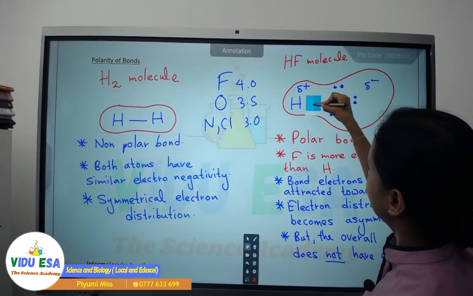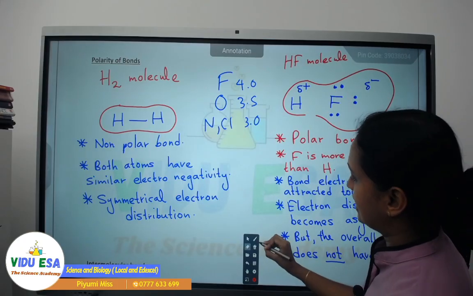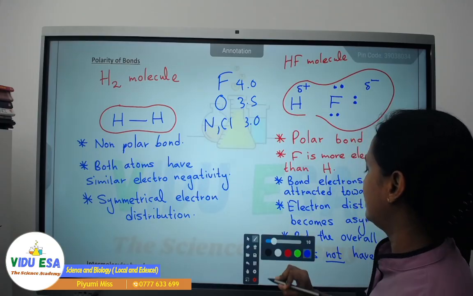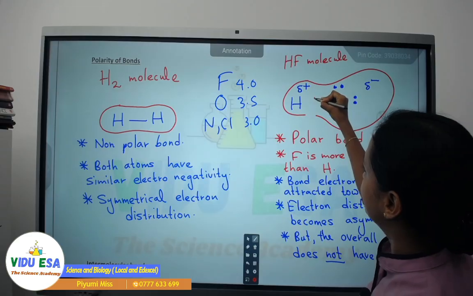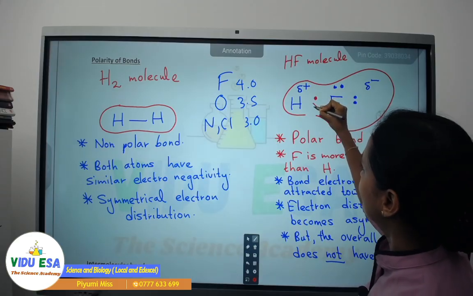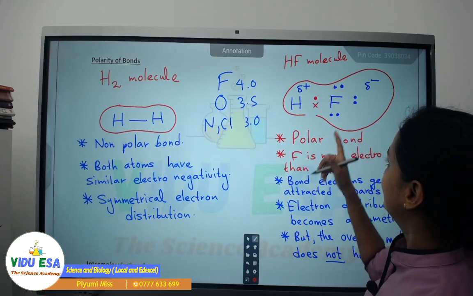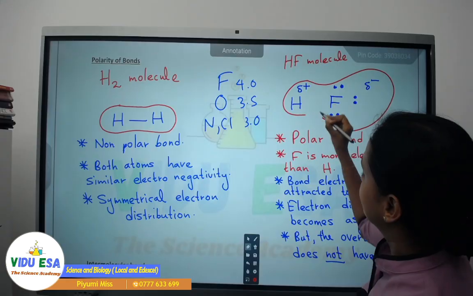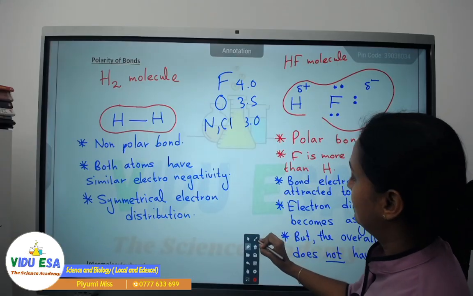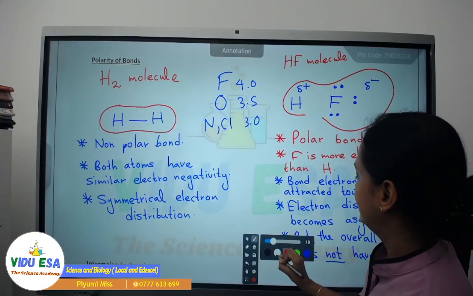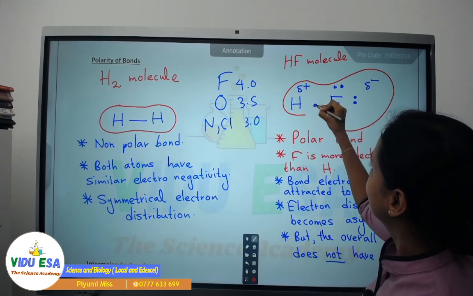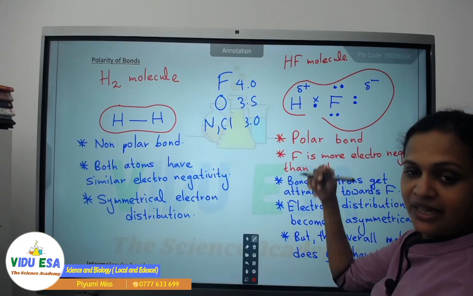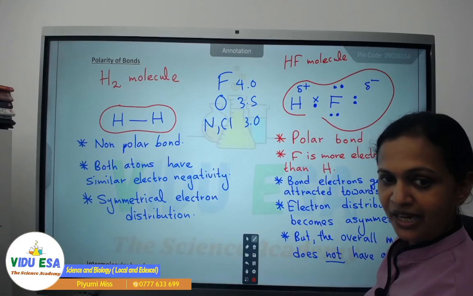Now here I drew the Lewis structure. If we draw the Lewis dot cross diagram, the hydrogen has 1 electron, fluorine has 1 electron. Here fluorine is shown with dots. So fluorine dot in blue, hydrogen as a cross. So this is the electron from which atom, the bond electron.